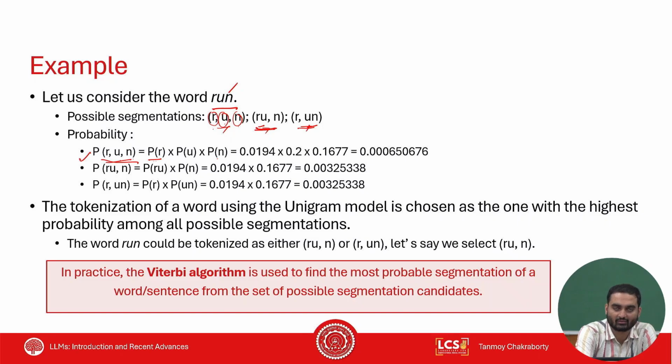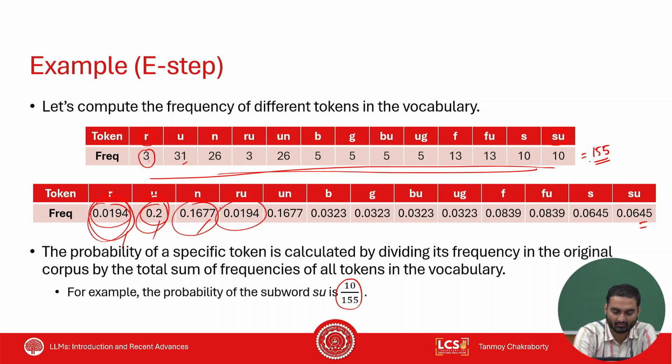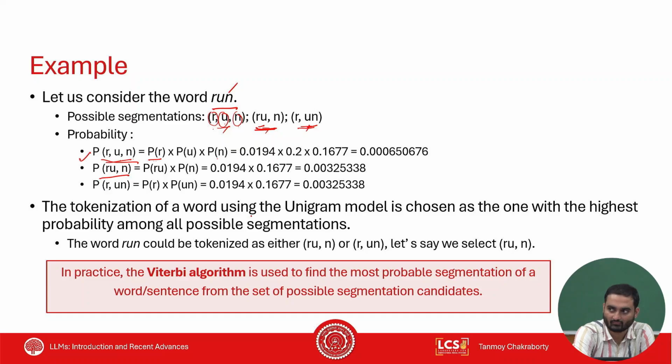For the second split, which is RU, N, the probability will be PRU times PN. PRU will come from here, PN will come from here. So this is the probability for this split. For the last split, which is R, UN, the probability will be PR times PUN. Again, we go back to the table and we will see the probability is this one. For every word, I look at all possible splits with respect to the vocabulary and their corresponding probabilities. Now from this we identify the best split according to this probability.